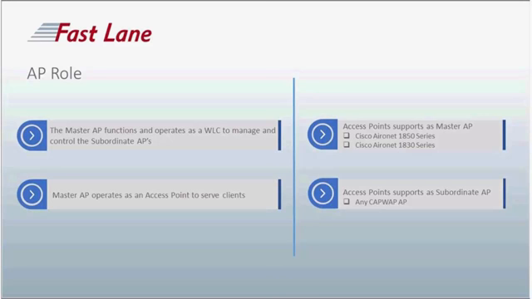And any other capable CAPWAP AP will be a subordinate AP, where they will all boot up, hunt and discover through a layer 2 broadcast, and find the master controller. So the quite nice thing about this is you don't have to give up some of your older APs. They can still be used and work with and connect to an 1800 master AP.